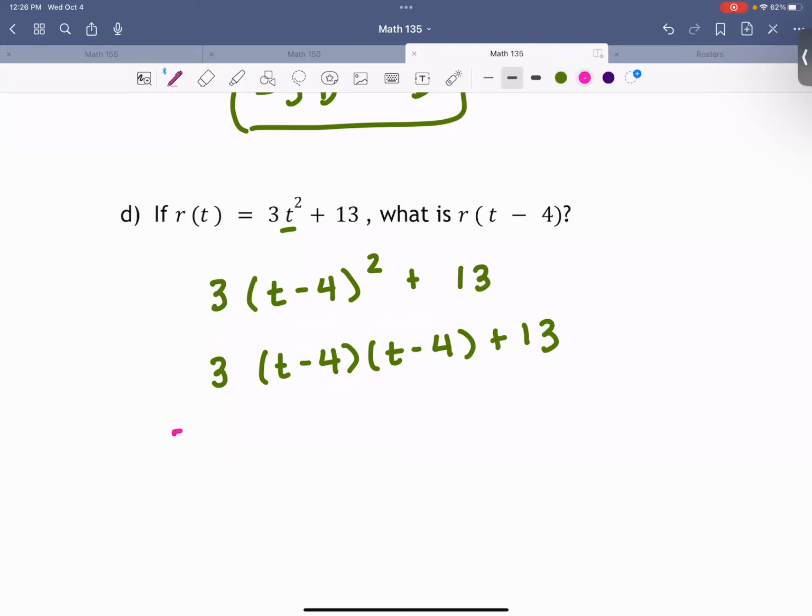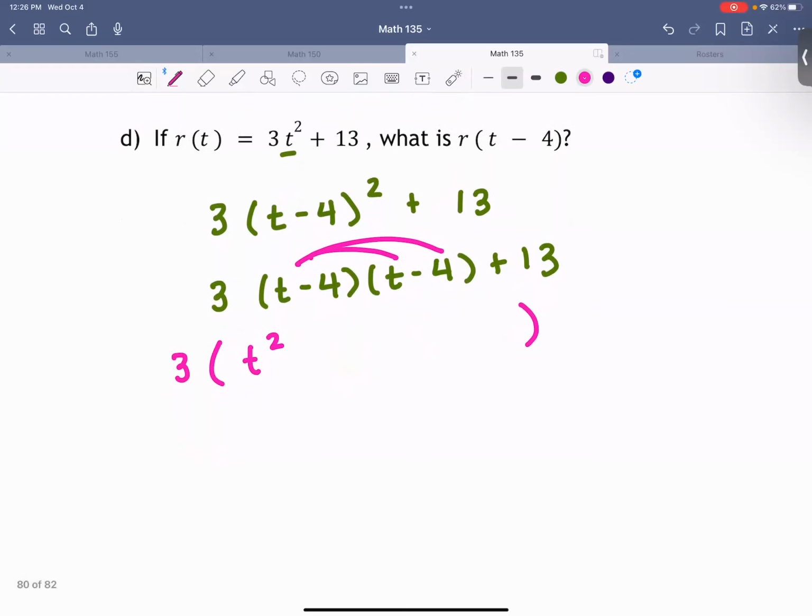Okay, so this becomes 3. I'm going to keep whatever I FOIL out in parentheses because I'm multiplying that by the 3. I haven't multiplied by the 3 yet, so if I keep it in parentheses, it keeps it all clumped together. What's t times t? t squared. What's t times negative 4? Negative 4t. What's negative 4 times t? Same thing. And what's negative 4 times negative 4? Positive 16. And I do have to remember to carry over that 13.